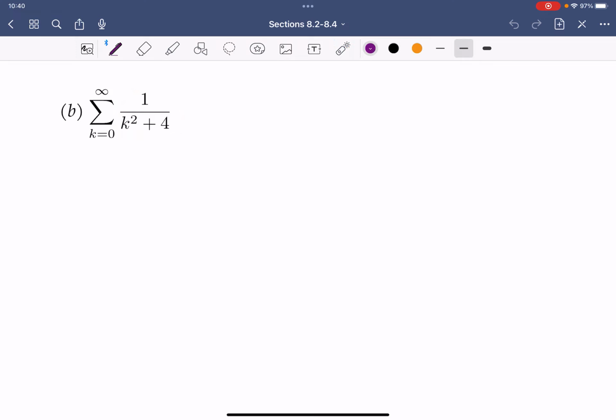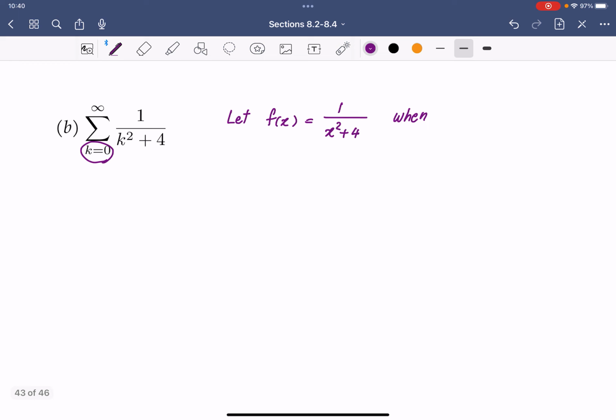So let's do it. We're gonna start by letting f(x) equal 1 over x squared plus 4. This is the function that I just copied from the question, just switching k to x. And because we start at k equals 0 and go to infinity, we copy that, so it should be x greater than or equal to 0. Does it make sense? This is because we just copy everything from the series. And before applying the integral test, we're gonna check the conditions first.